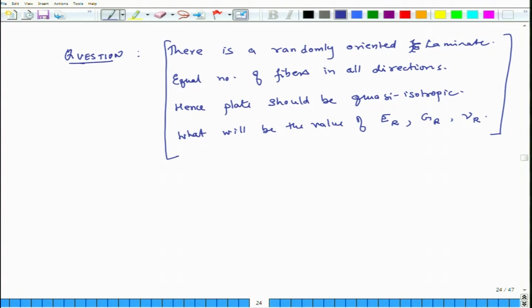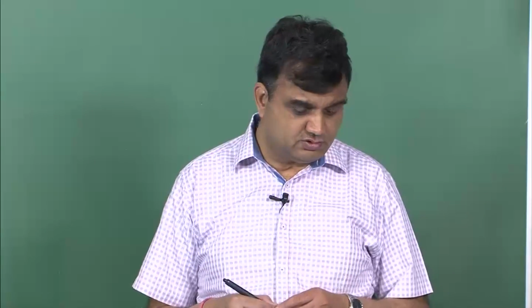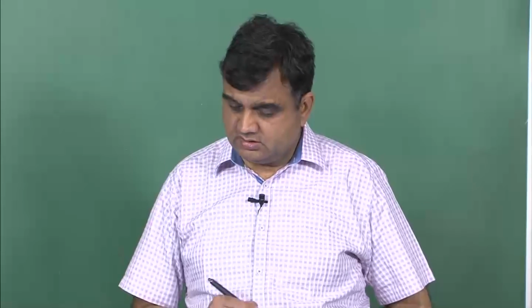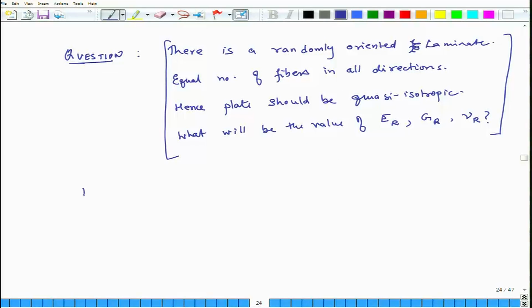And we know everything about the material. We know what kind of fibers it has. It has glass fibers, we know the Young's modulus of the glass fiber, we know the matrix material Young's modulus and so on and so forth. But this is the overall approach, the question. So, what is known?